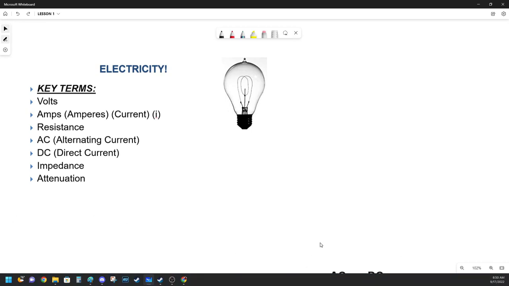Another topic that will not be directly on the test. They're not going to ask you, hey, what are volts? They're just going to use these terms within a question and kind of expect you to know what they are, right? The classic, volts versus amps.